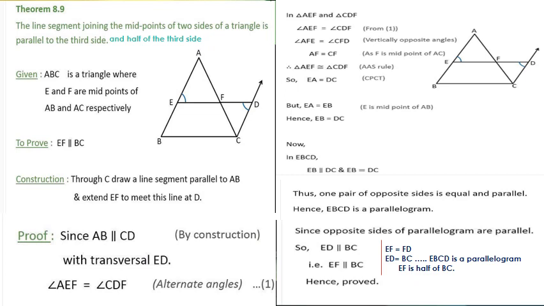Since the proof of this theorem is being deleted from this year's academic syllabus, you don't have to practice it. Just go through all the steps of the proof, that is, how EF is going to be parallel to BC and how EF is going to be half of BC. All the steps are given in detail and the reason for every step is also mentioned here. You can make a note of all these in your classwork.